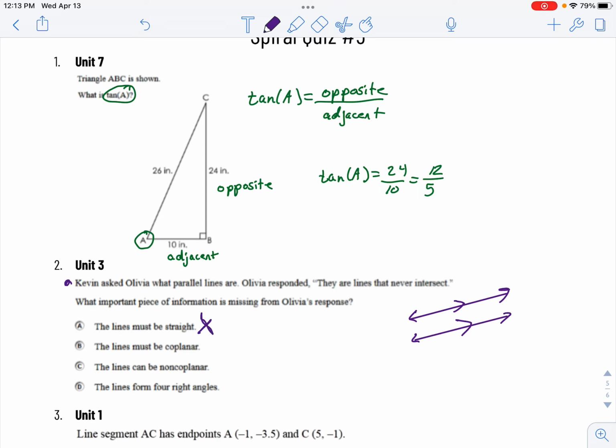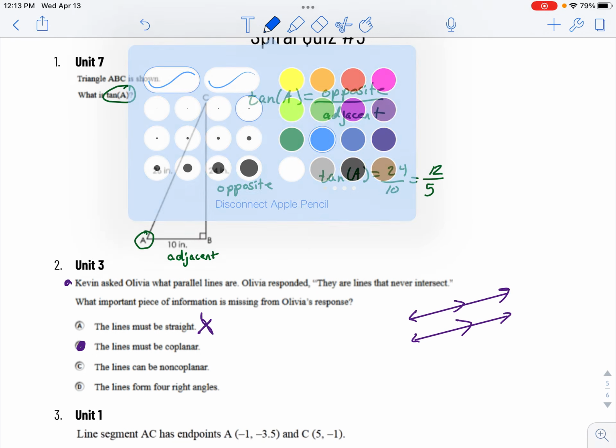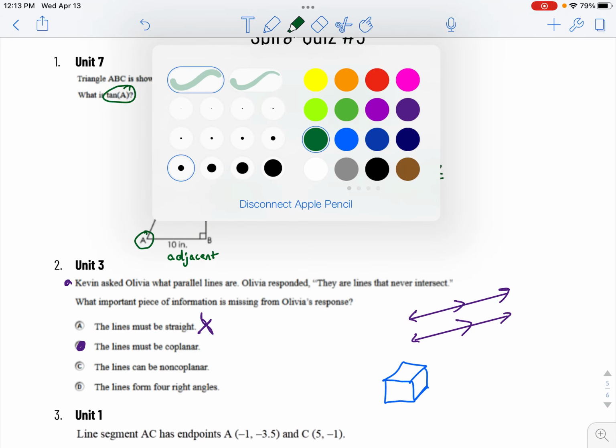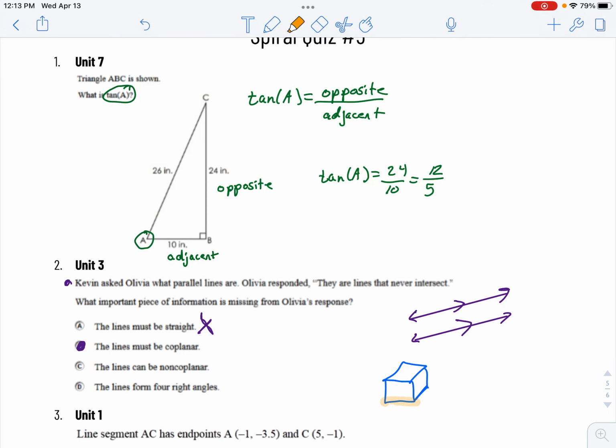Lines must be straight. In geometry, lines are always implied to be straight. Lines are coplanar, and it's actually that one right there. Why? This will be a good review. If you think about it, I'm going to draw a quick cube. Alright, that was a very fast cube. But this line right here and this line right here, these orange highlighted lines in the cube, they don't intersect, but they're non-coplanar. And we have lines that don't intersect and are non-coplanar, they're known as skew. And so that's why it's not that one right there.